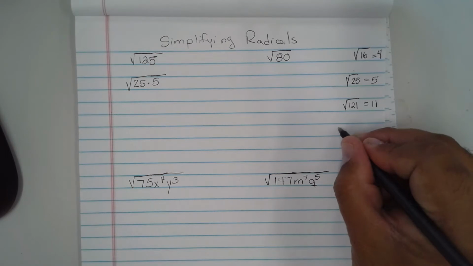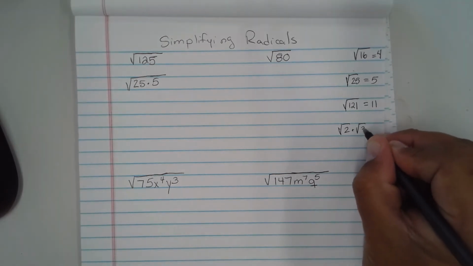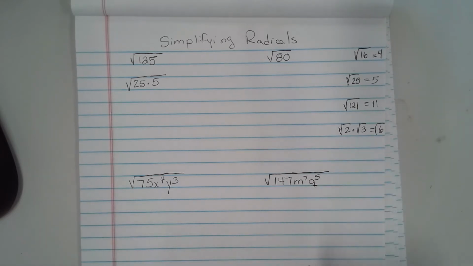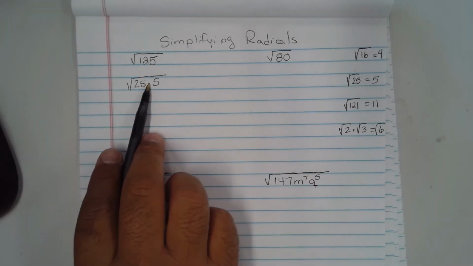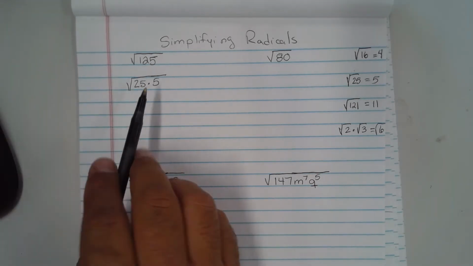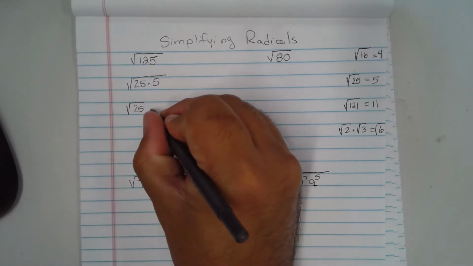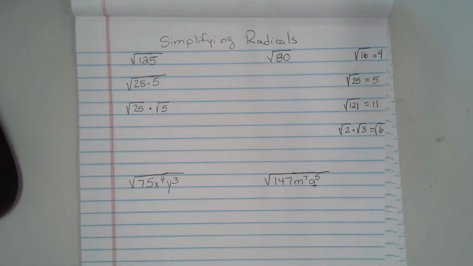Now, this is very important. If I take the square root of 2 times the square root of 3, this is the same thing as saying the square root of 6. So if this is the case, I could separate these two radicals. I could say this is the same thing as the square root of 25 times the square root of 5. Do you guys see that?